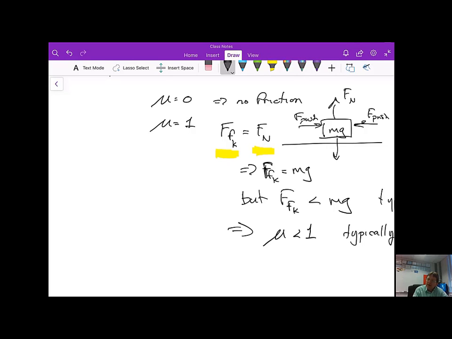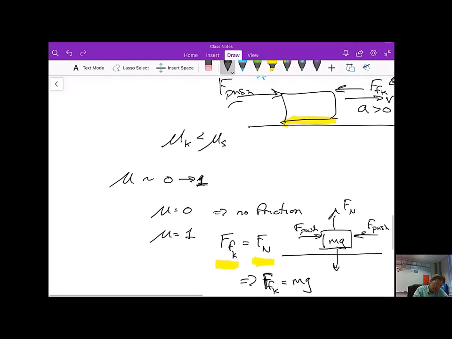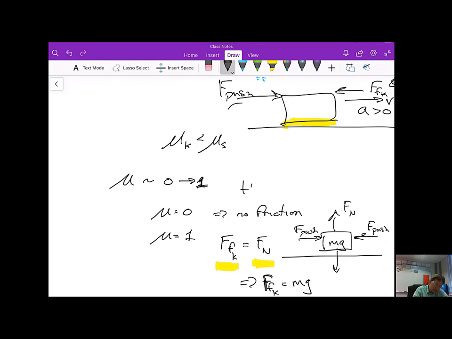If we glued that body to the floor, then we may have to push with a force greater than its weight in order to get it moving. That would mean that the static friction coefficient was greater than 1. Now, I'll tell you that the kinetic coefficient is never going to be greater than 1, but even the static coefficient is usually less than 1, unless we glue the body to the floor or something like that. So they're typically between 0 and 1, but not necessarily so.